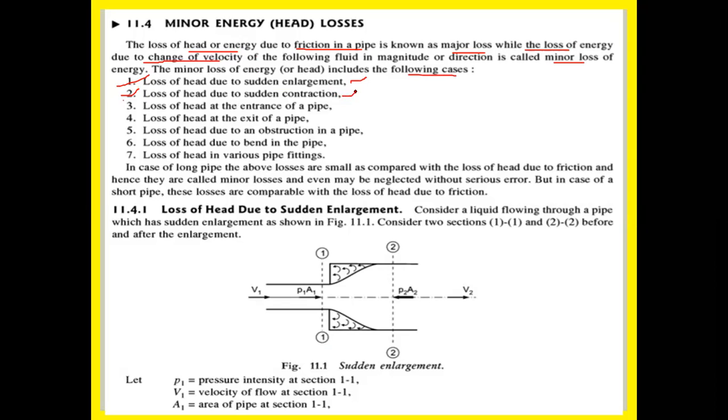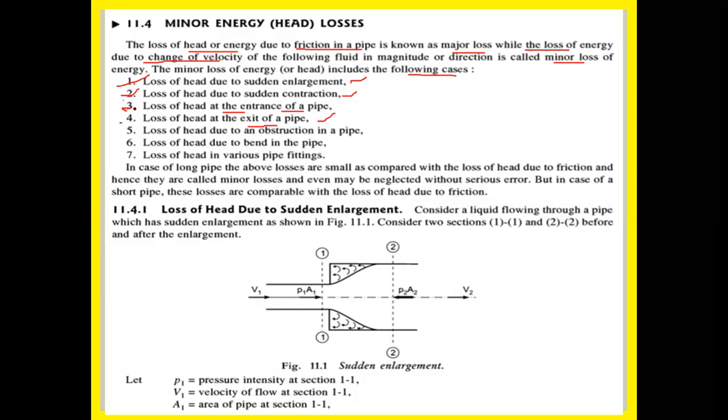Then loss of head at the entrance of the pipe. Whenever the fluid is entering at the entrance of any other pipe, automatically you will get some minor losses. Next, loss of head at the exit of the pipe. At the exit of the pipe also, because of some frictional factor and other changes in the magnitude of the velocity, you have some minor losses.